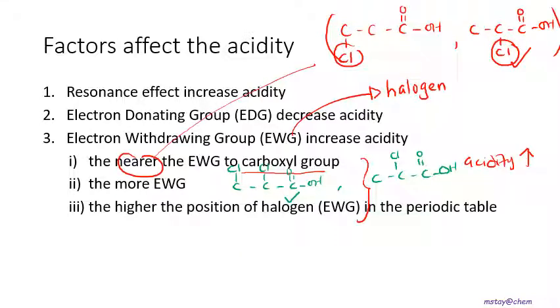The last factor is the higher the position of the halogen, the EWG, in the periodic table. Let's say we have another example: one is bonded to bromine and the other one is bonded to Cl. Cl is at a higher position compared to bromine, so this one is more acidic. This is the summary of how the factors affect the acidity.